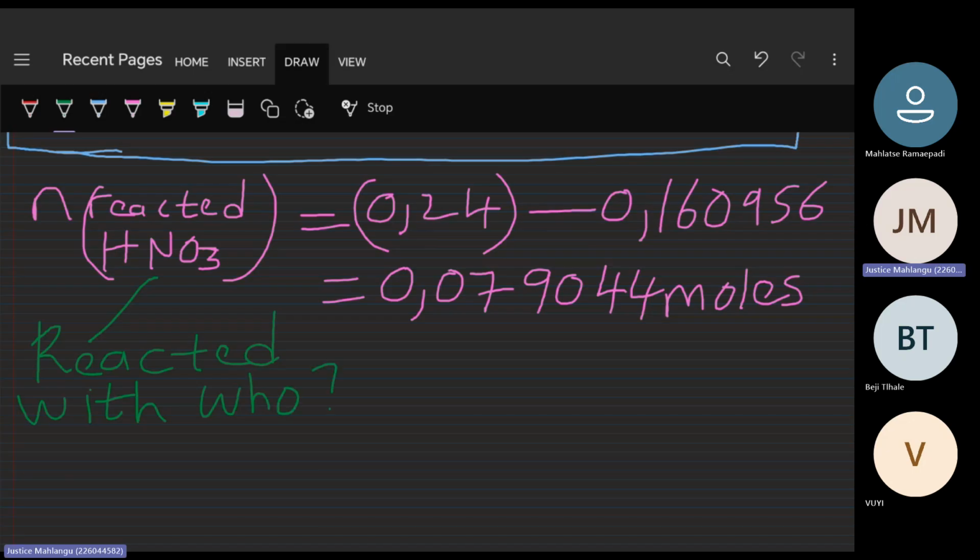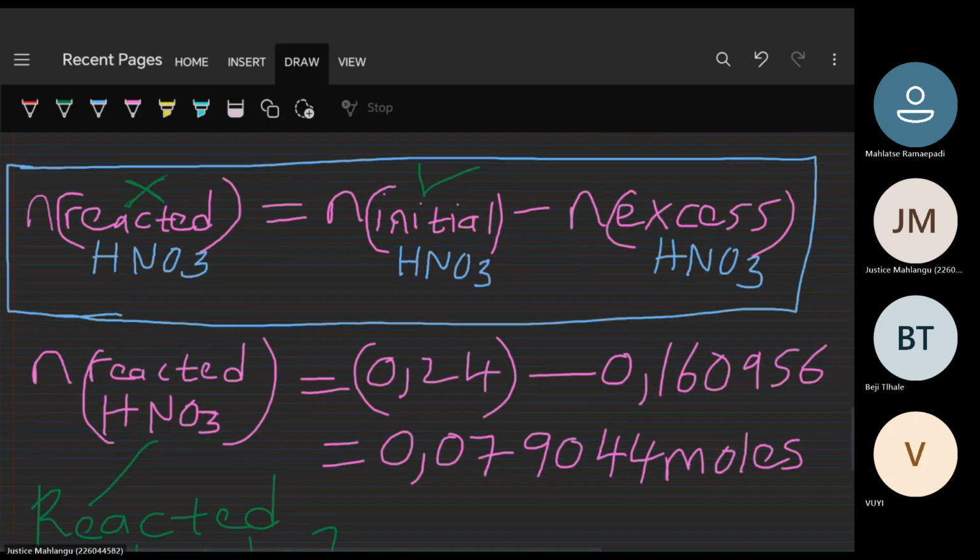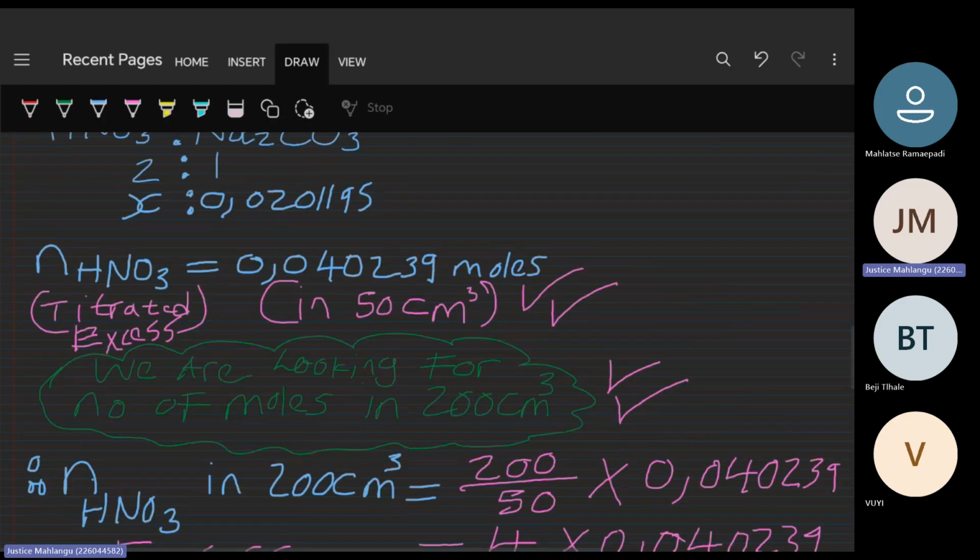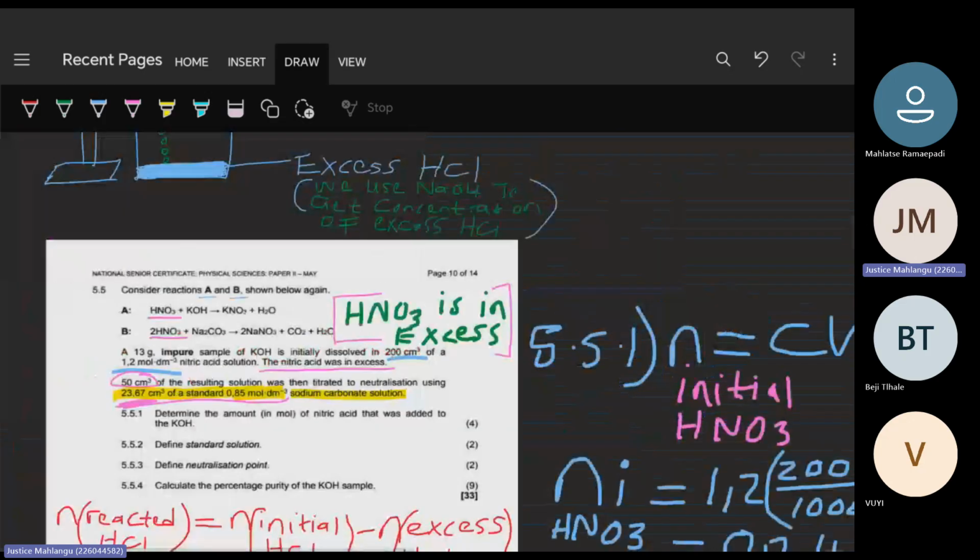We're looking at the first equation. Look at equation A, the first equation. Can someone answer this now? What is the nitric acid reacting with in the first equation? Look at the reactants. The nitric acid is reacting with who? Is it not reacting with potassium hydroxide? Yes, it's reacting with the potassium hydroxide.